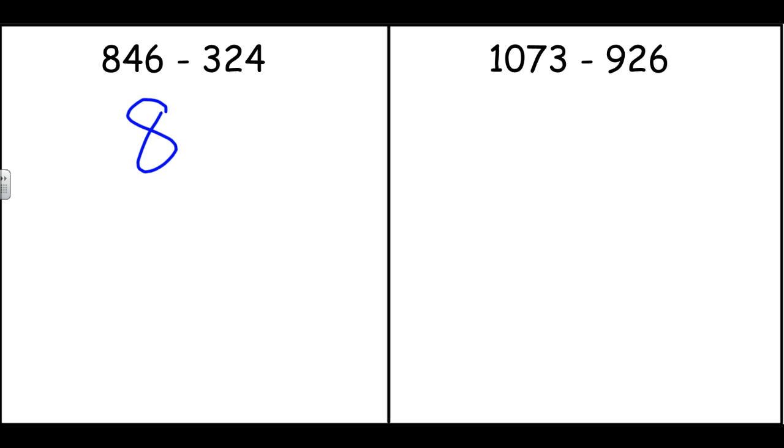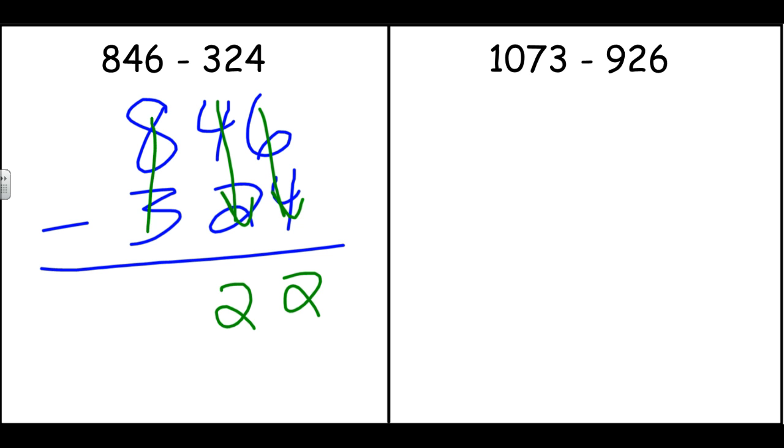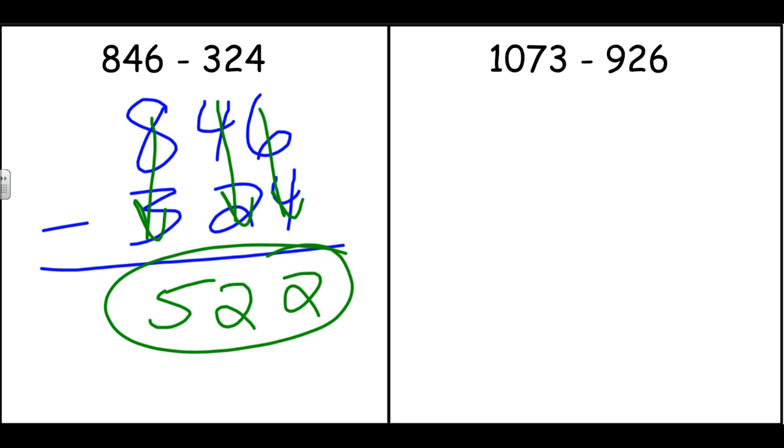So very quickly, 846 minus 324. 6 minus 4 is 2. 4 minus 2 is 2. 8 minus 3 is 5. 522.